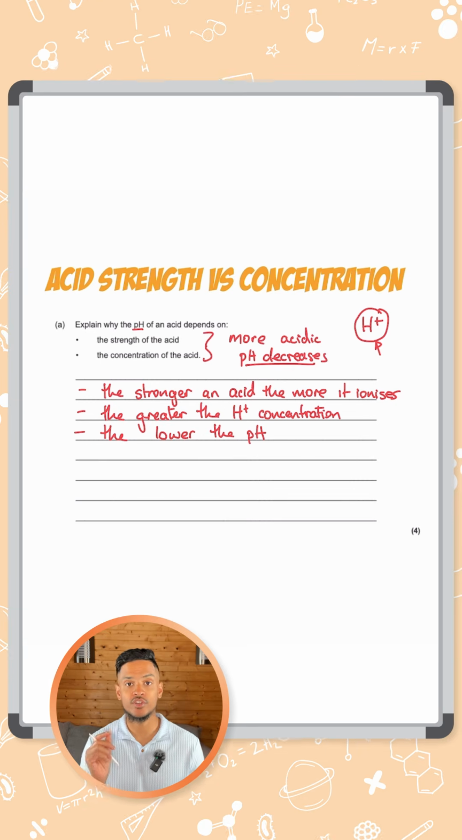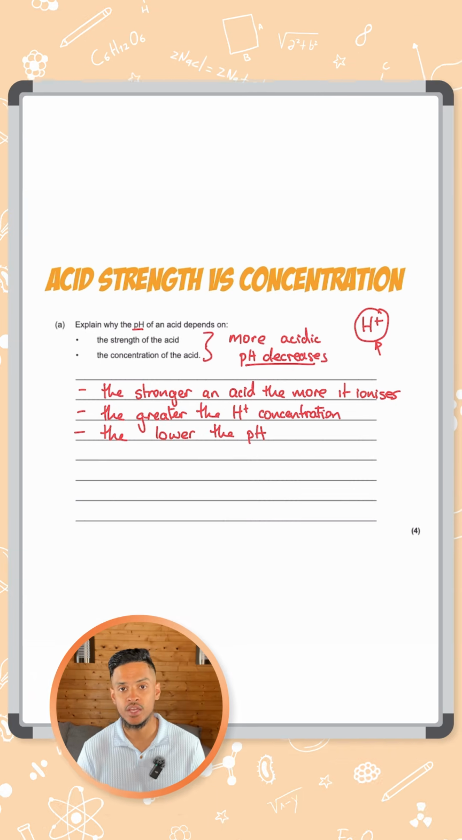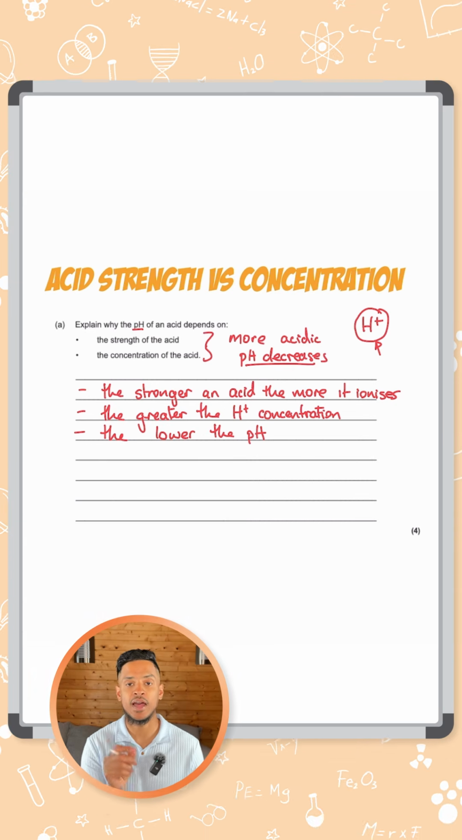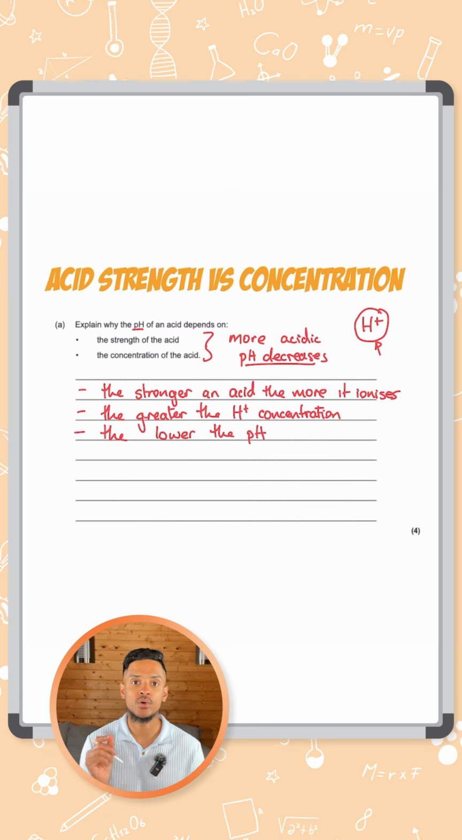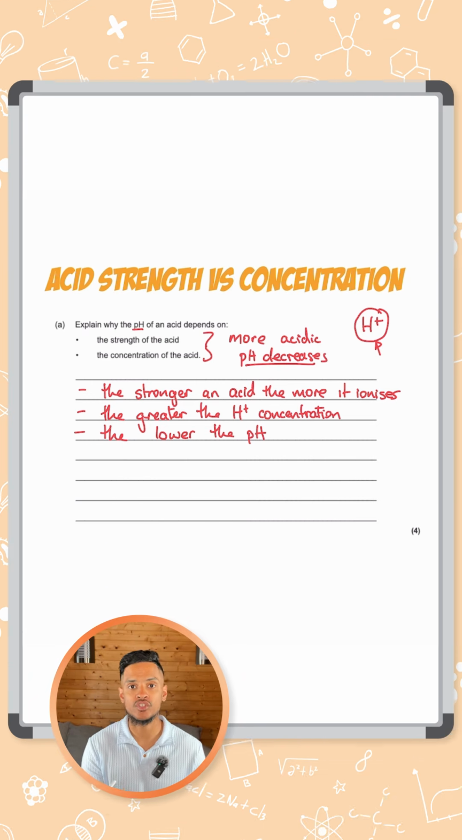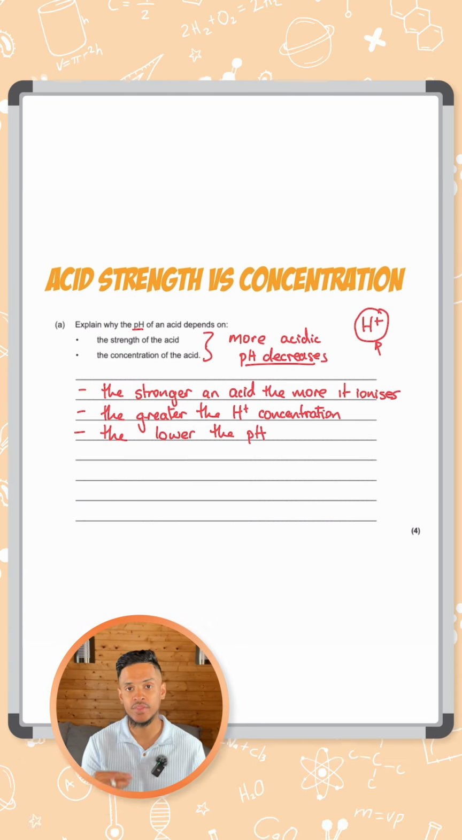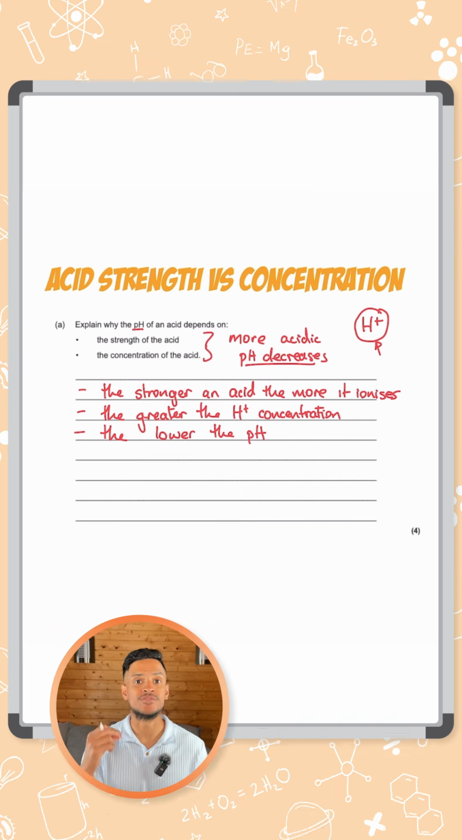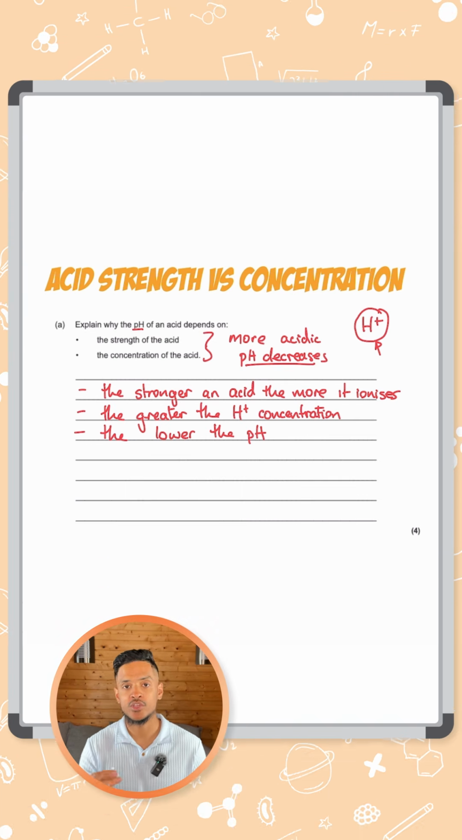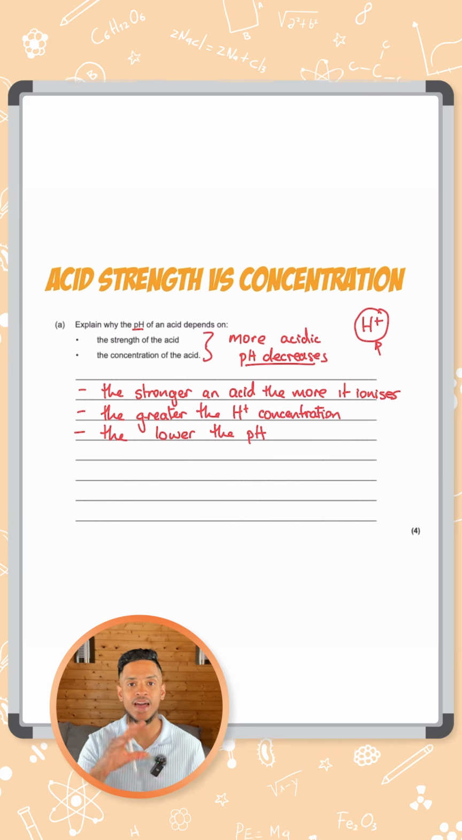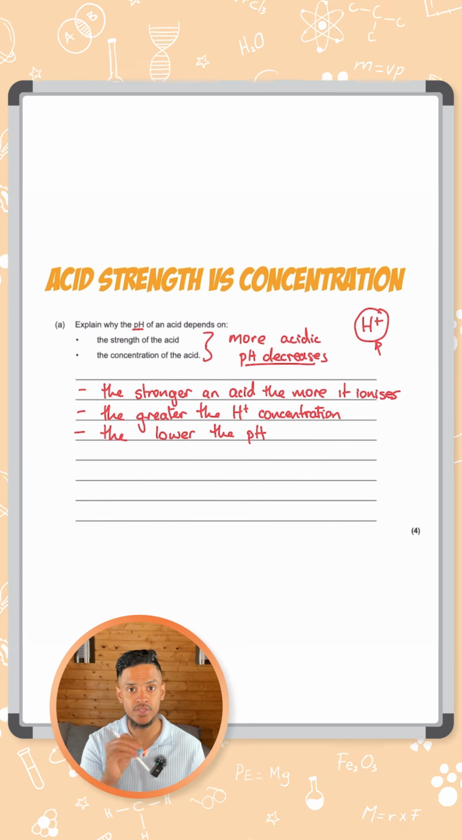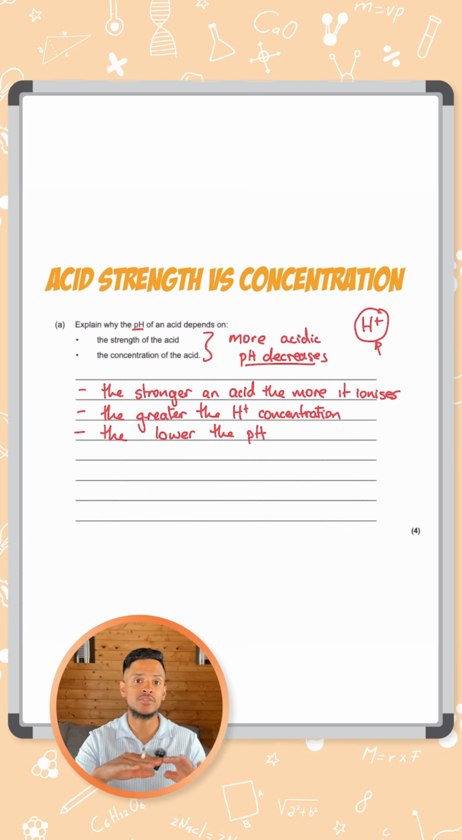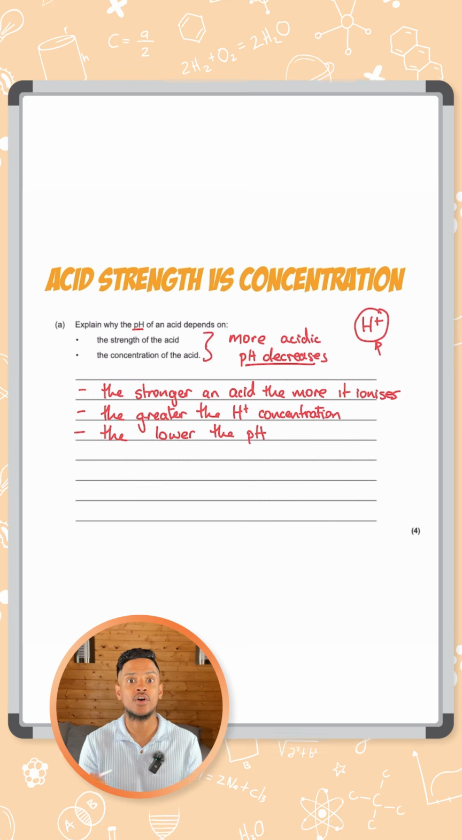Now this is different to the concentration of an acid. Concentration is not about how well it ionizes, it's all to do with how much of the acid you have in a given volume. So if something is very concentrated, you have a large amount of acid molecules or H plus ions in comparison to the volume of the whole acid.